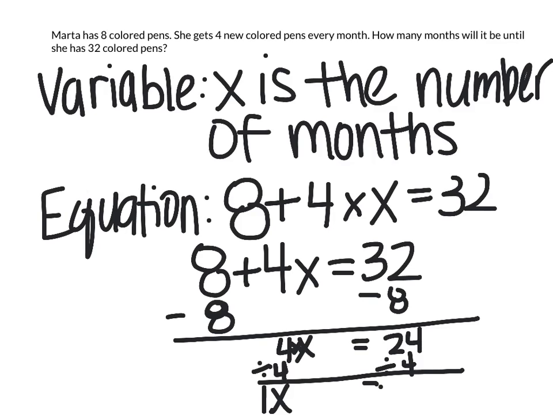equals 24 divided by 4, 6. So in the end, my answer is x equals 6 or 6 months.